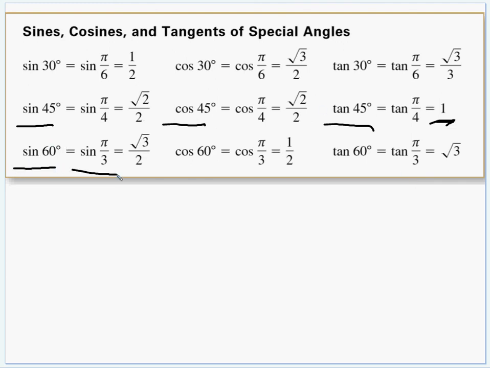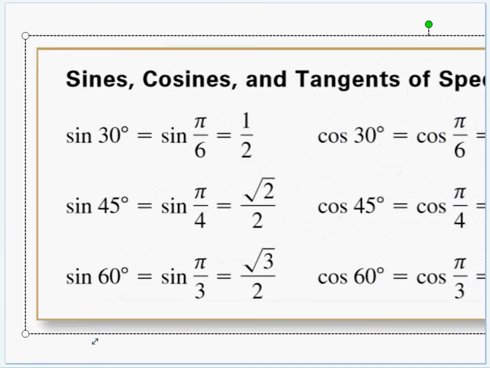Sine of 60, or sine of a third pi, is root 3 over 2. Cos of 60, or cos of a third pi, is 1/2. And the tan of 60, or a third pi, is root 3. Notice here I'm going to point out a pattern. This will be helpful later.